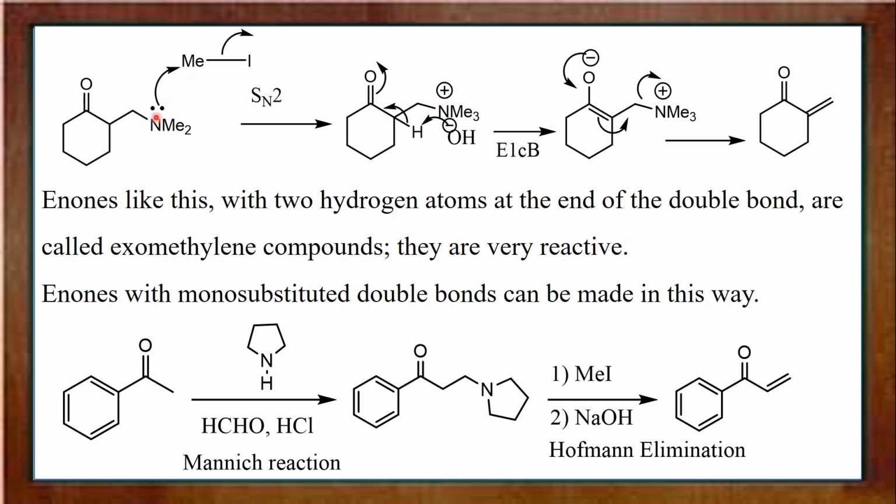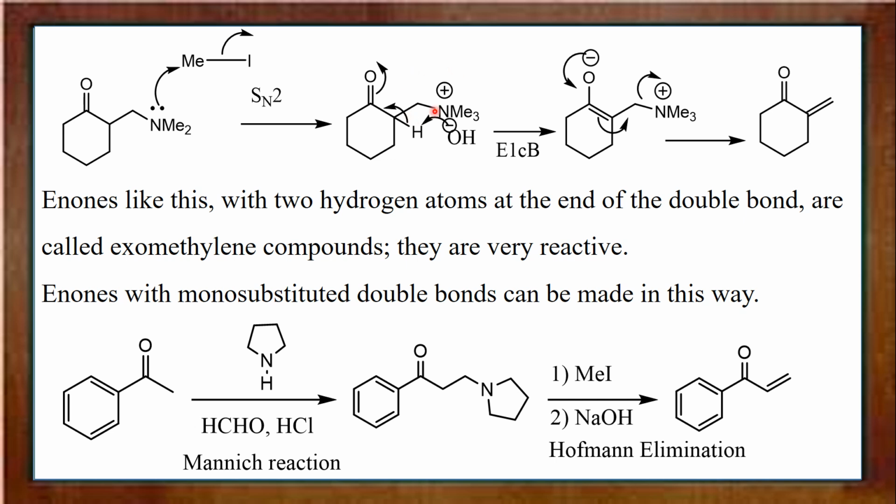So here nitrogen has a lone pair, it behaves as a nucleophile, attacks the carbon of methyl, replacing iodide by the SN2 mechanism. So all the hydrogens of the amino group will be replaced by methyl, and finally the lone pair will react with another methyl iodide to form a quaternary ammonium iodide, a quaternary ammonium salt.